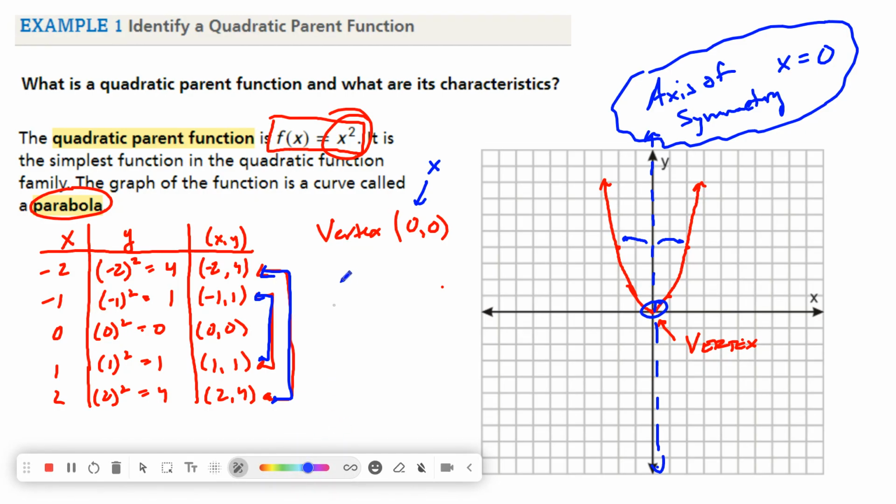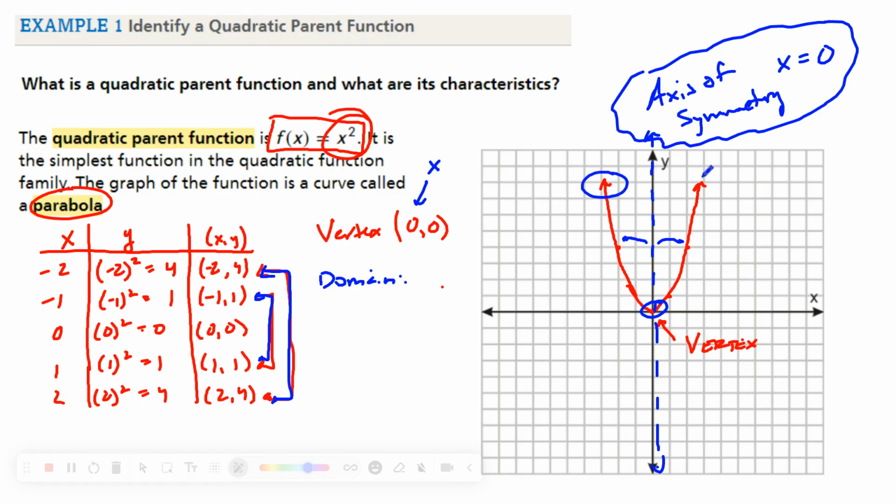And then 2 more things. Let's talk about domain and range. The domain is going to be the x values. If I see an arrow on the left and an arrow on the right, this arrow is on the left, this arrow is on the right, that means your domain is all real numbers. There's no x value it cannot be, so all real numbers.